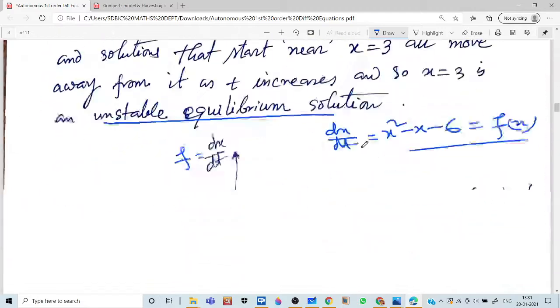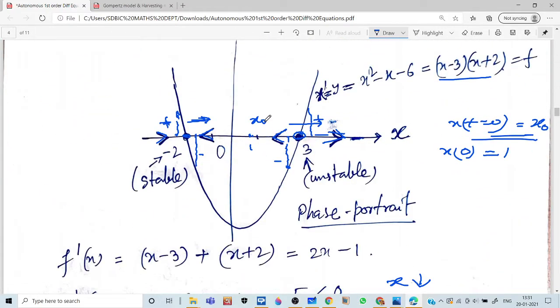So in the phase portrait, if you start the initial condition x0 between -2 and 3, then the solution trajectory goes to the point -2. If x0 is starting at this point, so suppose the initial condition is x0 equal to 4, then the solution trajectory goes away from the point x equal to 3.